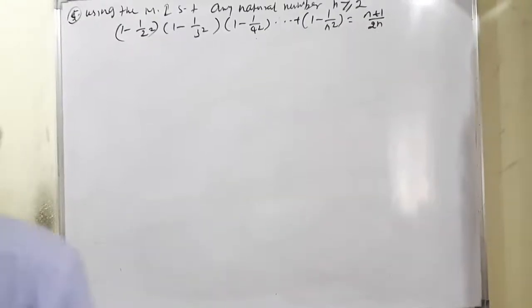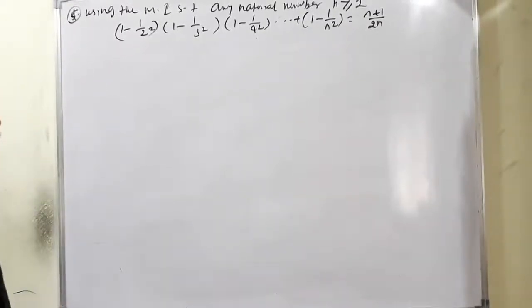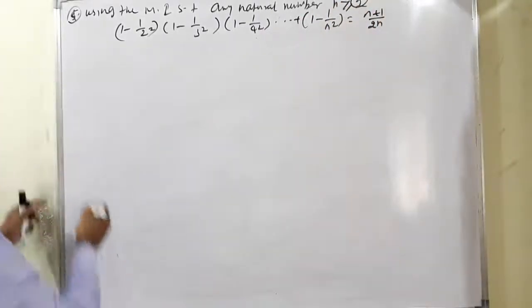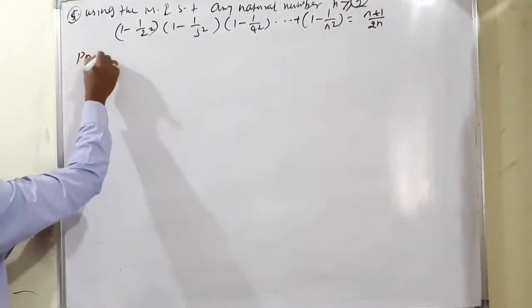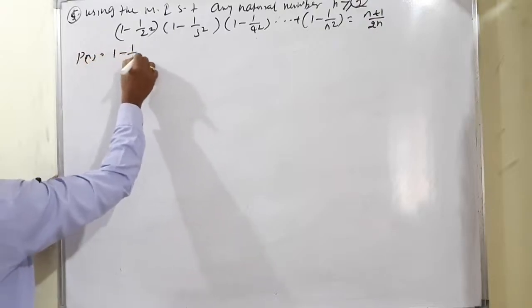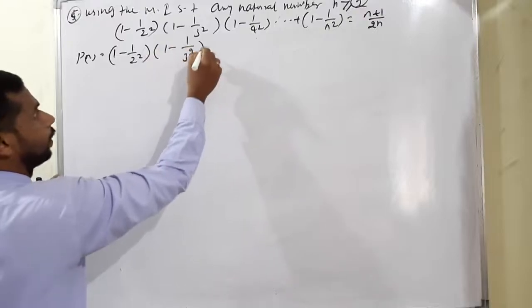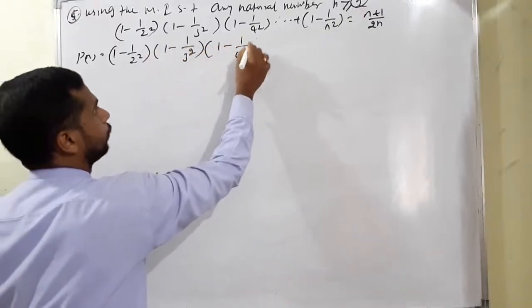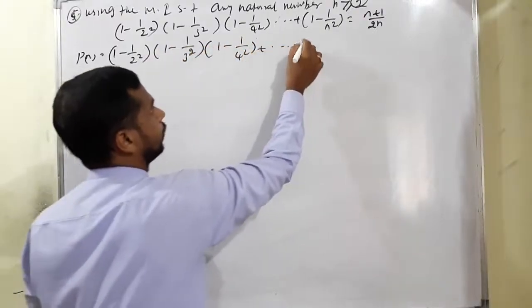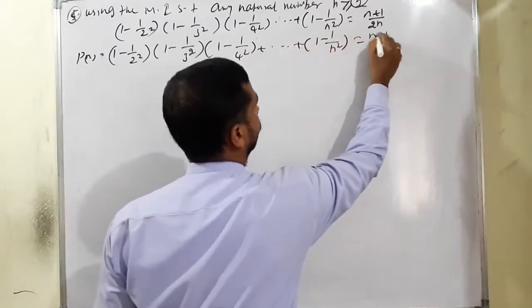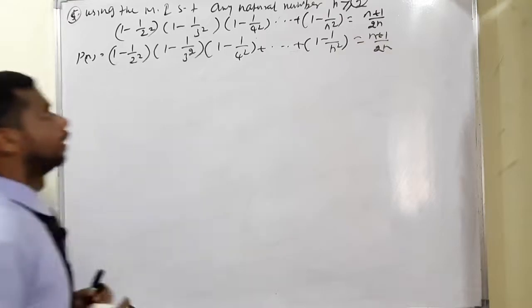Question number 5. Using mathematical induction, show that for any natural number n greater than or equal to 2, consider P of n: (1 minus 1 by 2 square) into (1 minus 1 by 3 square) into (1 minus 1 by 4 square) and so on up to (1 minus 1 by n square) is equal to (n plus 1) over 2n.